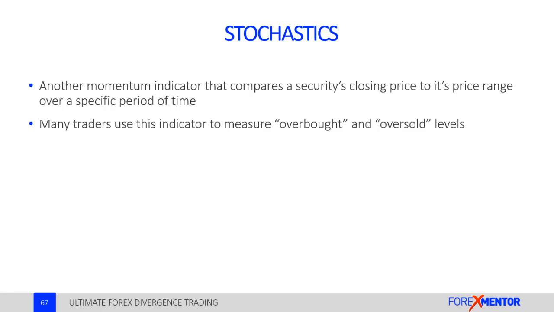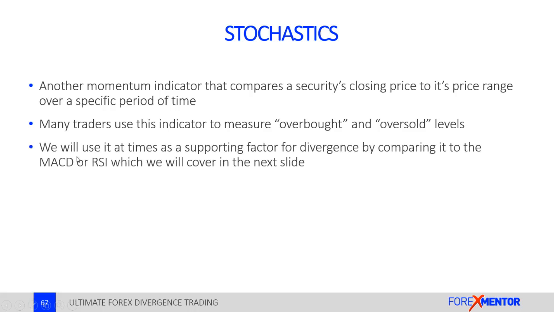Okay, so for example, if we have a divergence that's developed and prices come into a strong support or resistance level, and the stochastics are showing that we're at extreme levels, that can be helpful. But for the most part, what we'll do is compare it sometimes with the MACD to basically confirm a divergence. We will use it at times as a supporting factor for divergence by comparing it to the MACD or RSI, which we will cover in the next slide.